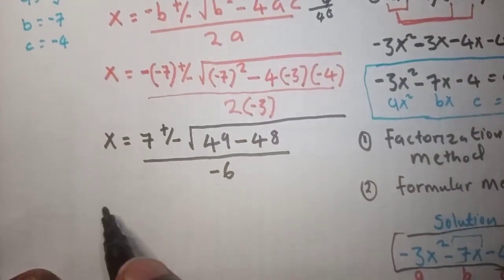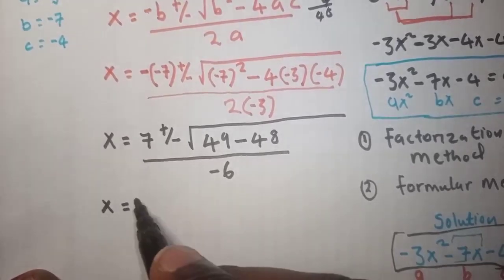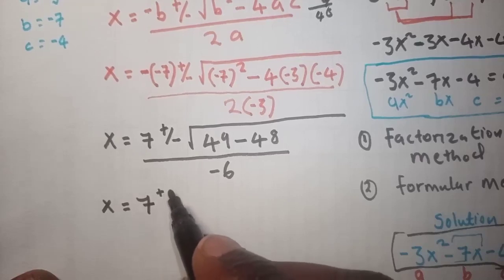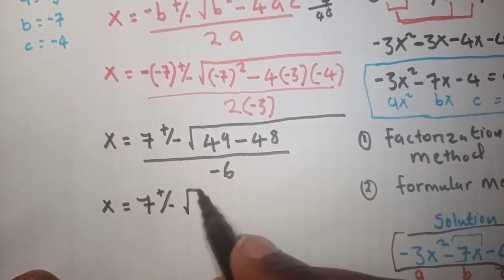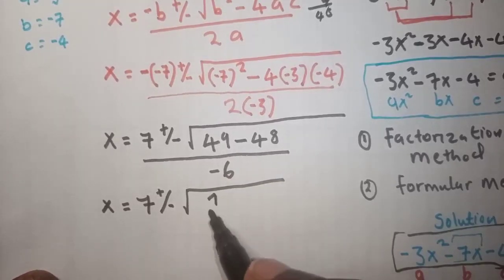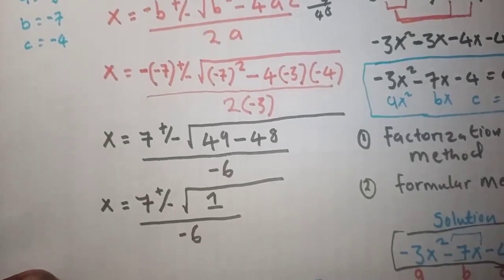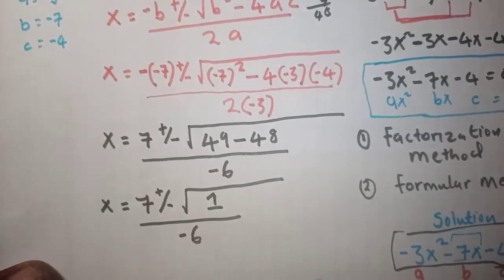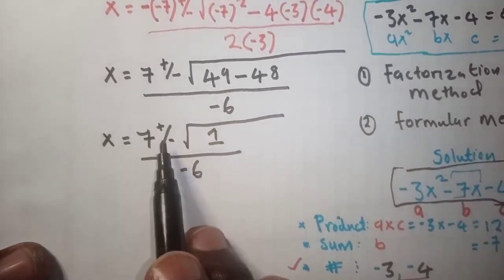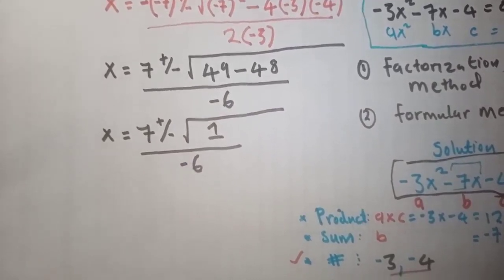After this, you say x is equal to 7 plus or minus 49 minus 48. This is just 1 over -6. So once we've reached here you split them. You split these two signs since we've got plus or minus. Okay, split them. Use a different ink again.